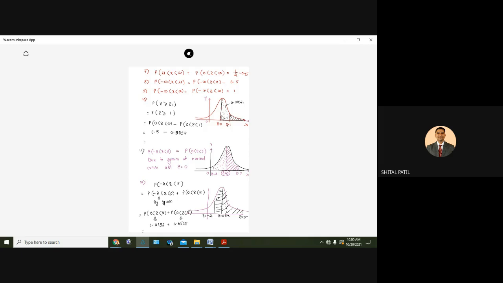Is everyone able to understand? Are all the statements clear to everyone? Any doubt till here, so that we can go through the examples? Any doubt?